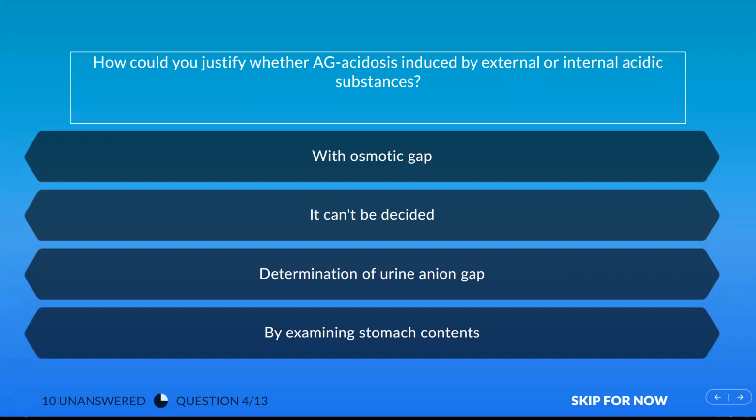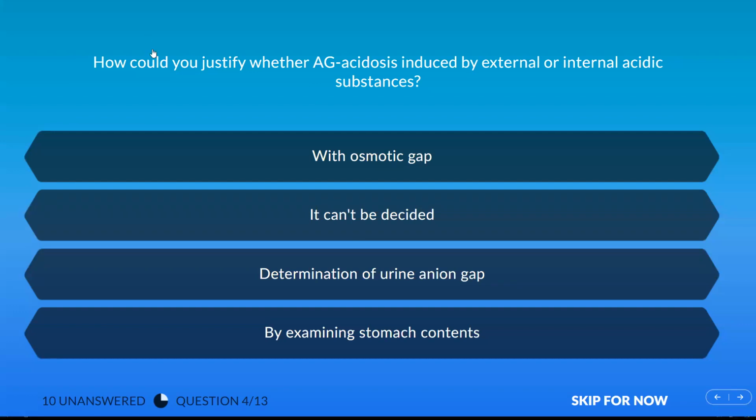So if you want to see whether it is internal or external: if it's external, the osmotic gap is increased. So the answer is here. Now you can use the mouse. Is it the osmotic gap? Go there and click on it, and that's it.